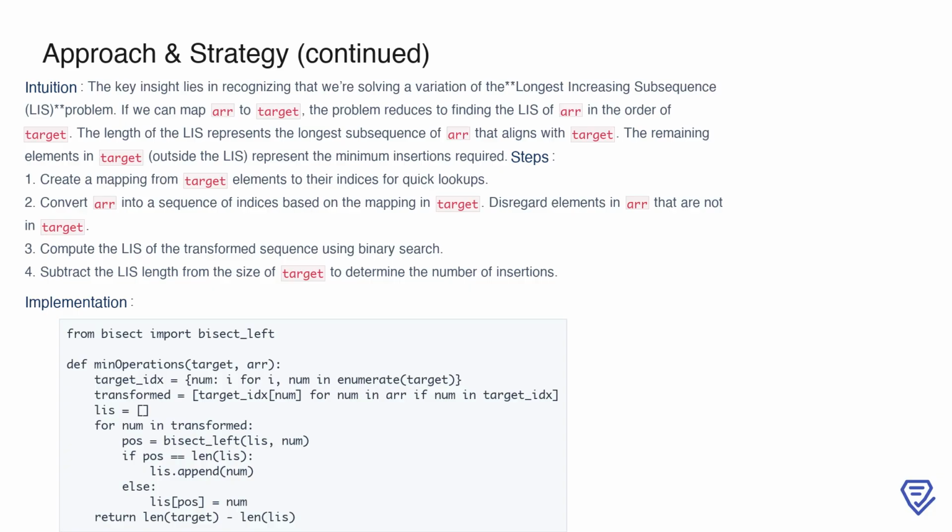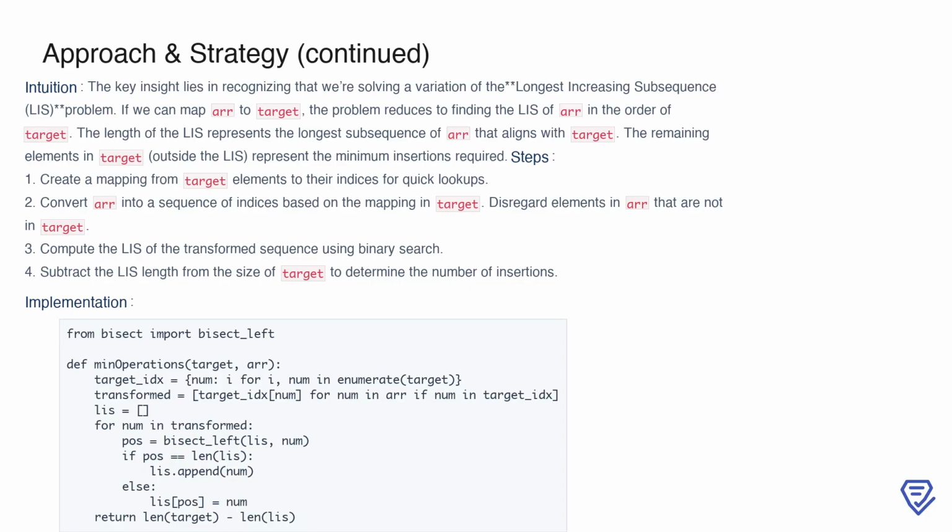A more efficient strategy is based on the concept of the longest increasing subsequence, or LIS. The key insight here is that if we can map the elements of ARR to their order in target, the problem transforms into finding the LIS of the resulting sequence. The length of this LIS represents the maximum subsequence of ARR that aligns with target. From there, the number of insertions required is simply the difference between the size of target and the length of the LIS.